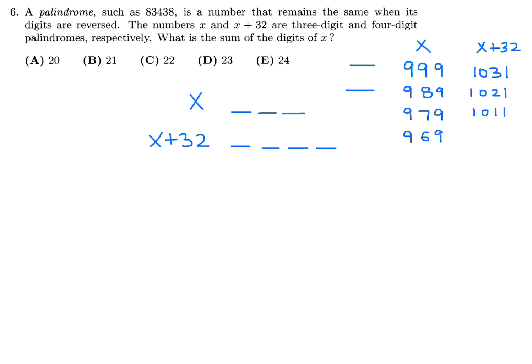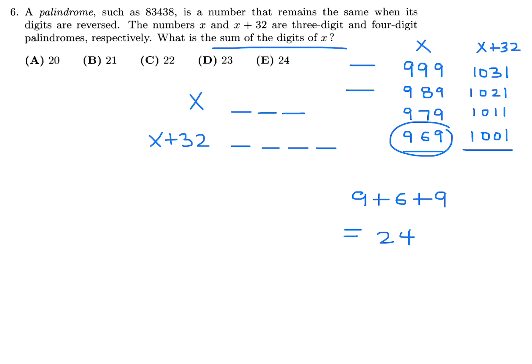How about 969? That, when you add 32, becomes 1001, and there you go. You got 2 palindromes. So this is indeed going to be our x. Now they want the sum of the digits of x. So that means we want 9 plus 6 plus 9, which is 24. So number 6, the answer is E.